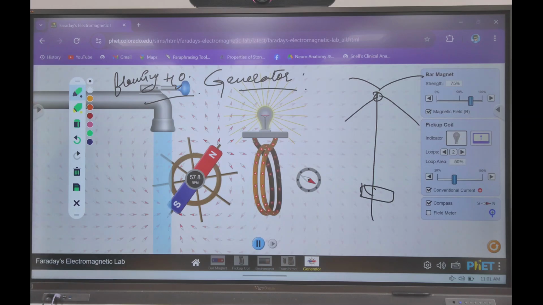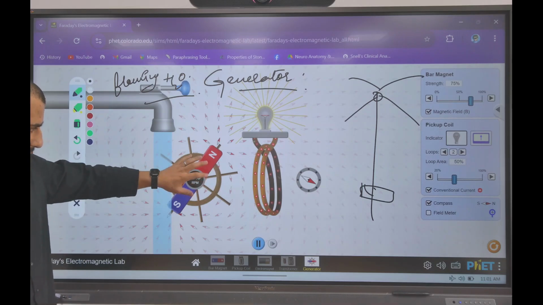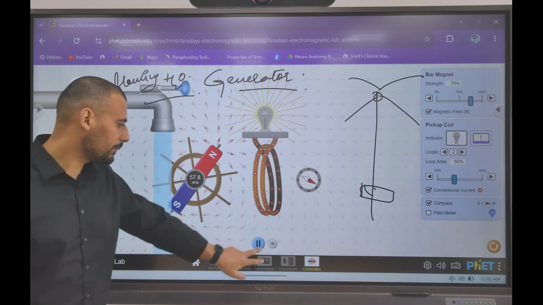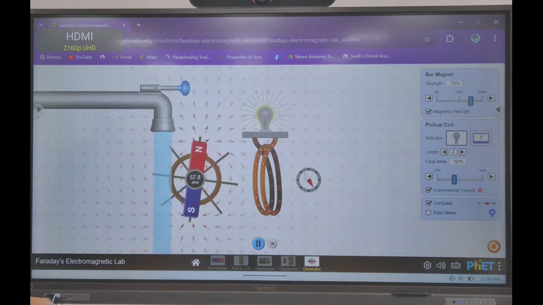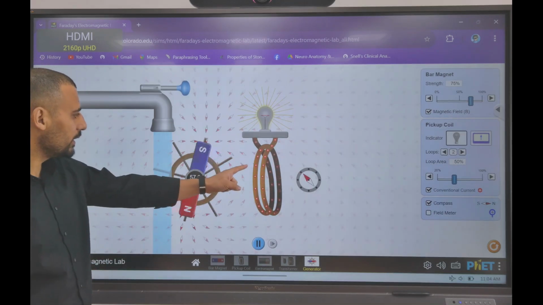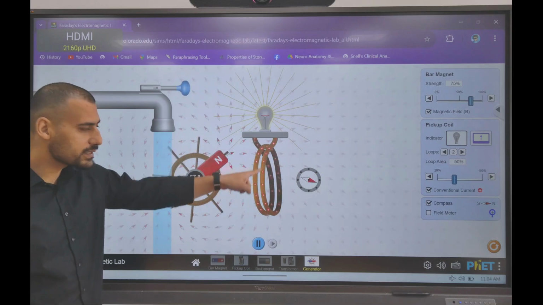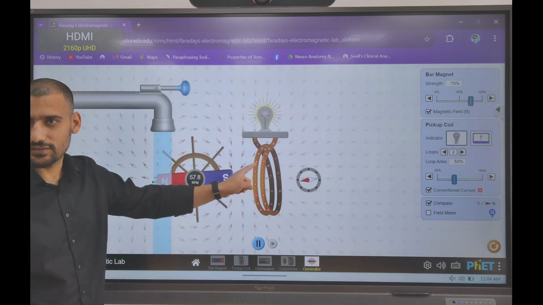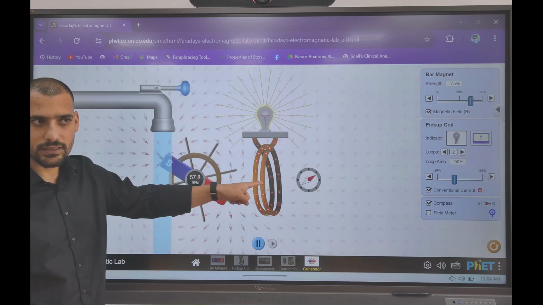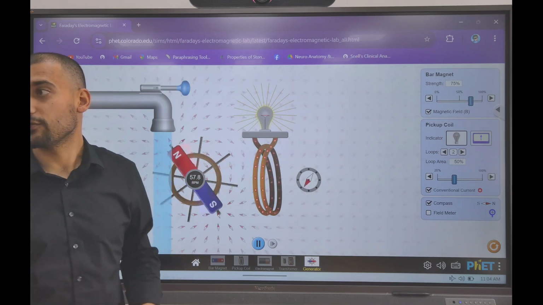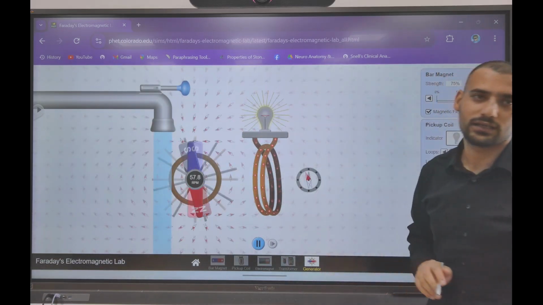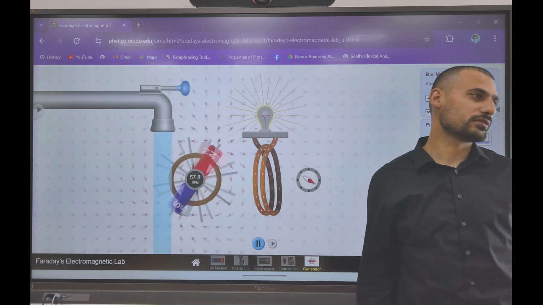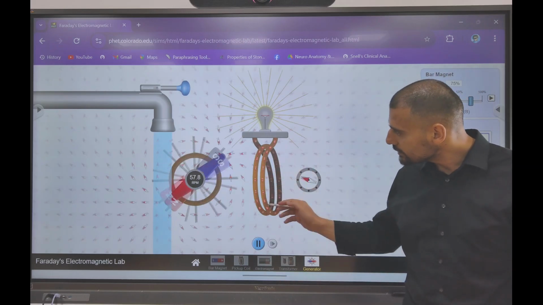You are seeing that when I cause this turbine to move, the current being produced is continuously changing direction. So we are not getting a constant supply, we are getting an alternating supply, the alternating current. And that is the current that comes to our homes. The polarity is continuously changing.